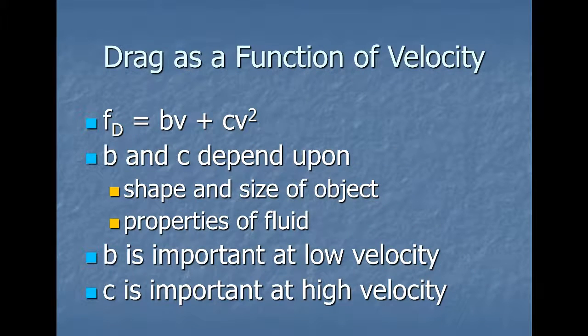Usually we talk about drag forces as a function of velocity, so Fd of v has two terms to it, bv and cv squared. These constants, b and c, depend on the shape and size of the object and the properties of the fluid. One is a so-called linear drag term, because it just has v to the 1, and the other one is quadratic. We're going to derive linear drag, and just look briefly at quadratic, but you don't see that as often in Physics C. B is important at low velocities, and C is important at high velocities.